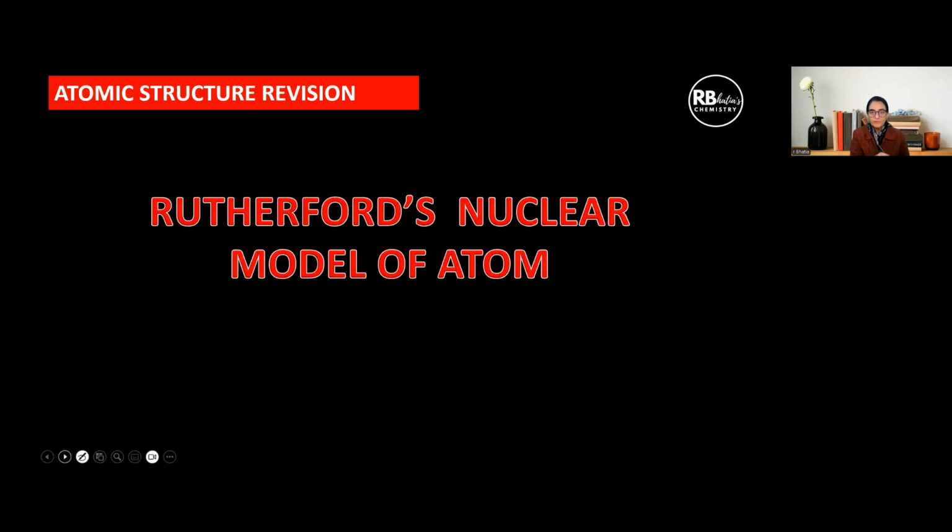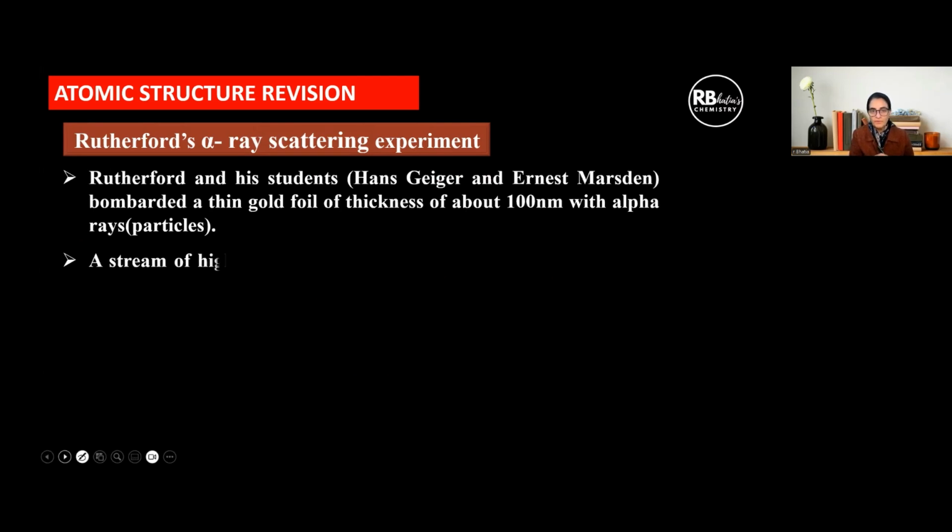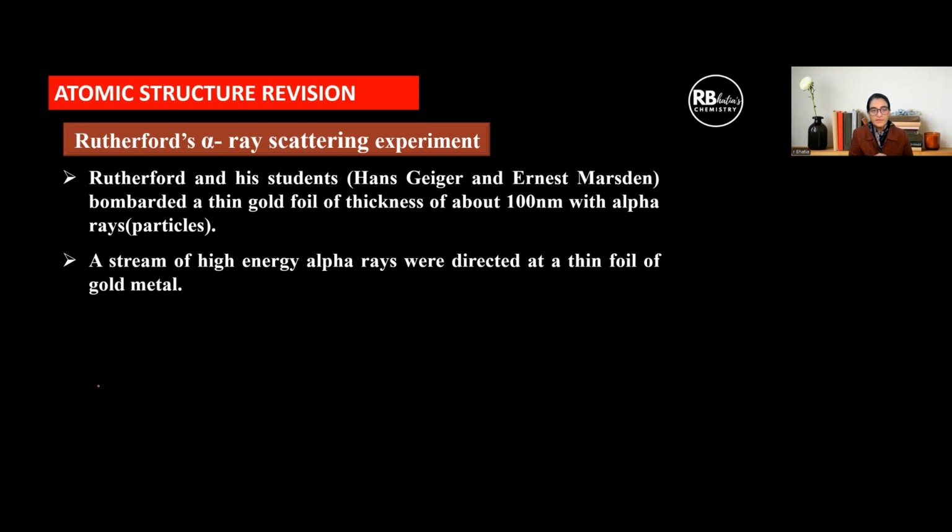So, coming to Rutherford's nuclear model of the atom. Now, Rutherford's model is one very important model, and questions can be asked in three, four components. The first one is to explain the experimental components. So, Rutherford and his students, Geiger and Marsden, bombarded a thin gold foil of thickness about 100 nanometer with alpha particles. These are the main points about the experimental component.